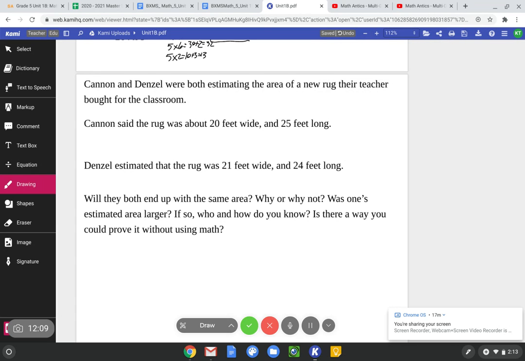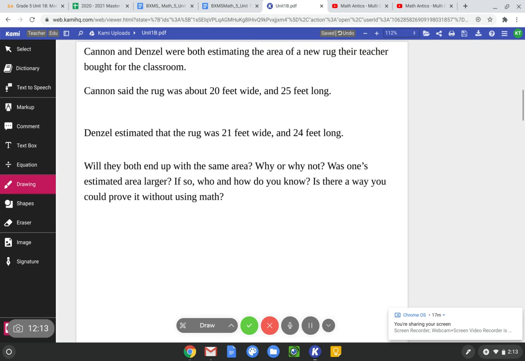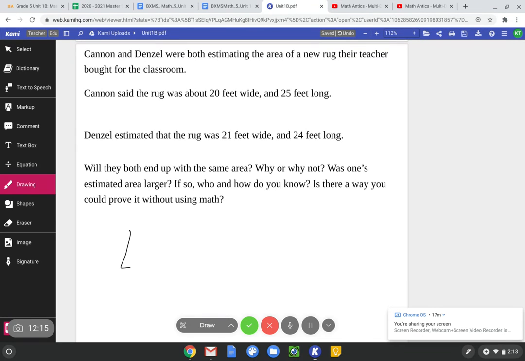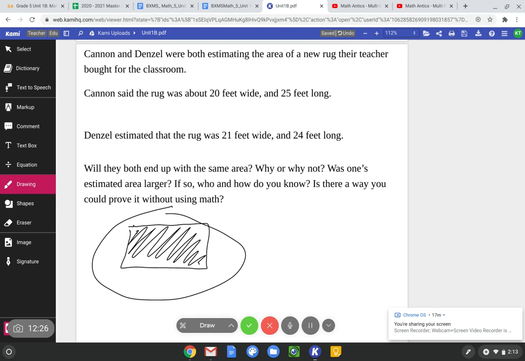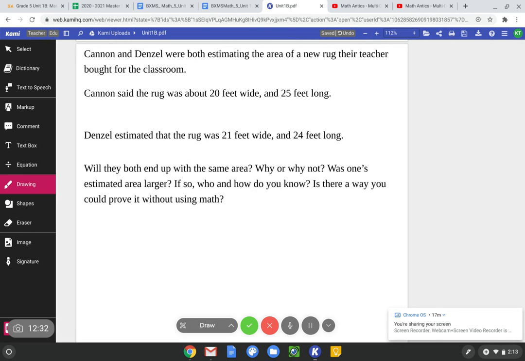Well, let's start with area. I know y'all know what area is. So area is the amount of space within a shape. So perimeter would be around, but area is inside. So they want to figure out the area of this rug.